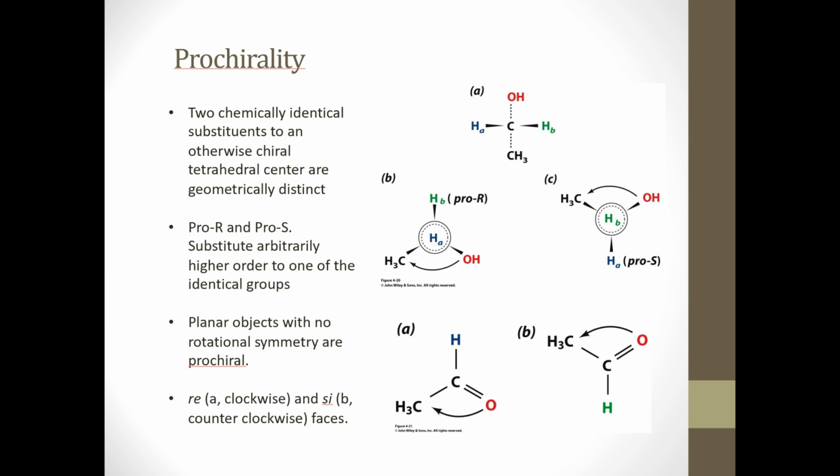So, what is prochirality? It's when something doesn't have a chiral center, but if you were to replace either one of two protons, like either of these two protons, with a higher or lower priority substituent, it would become chiral. So, you can define HA or HB as pro-R or pro-S.